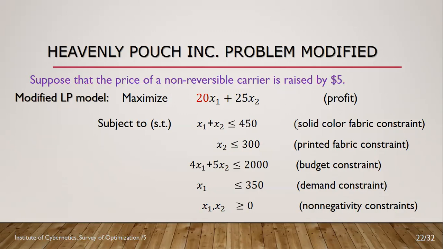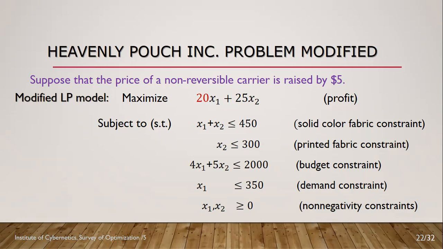Let's see what happens if we slightly modify the problem by raising the price by $5. I changed the color. Instead of $15, we now have $20 generated for profit. Assume that the demand and other conditions remain the same, so all the constraints remain the same. Only the coefficient of x sub 1 in the objective function has increased.